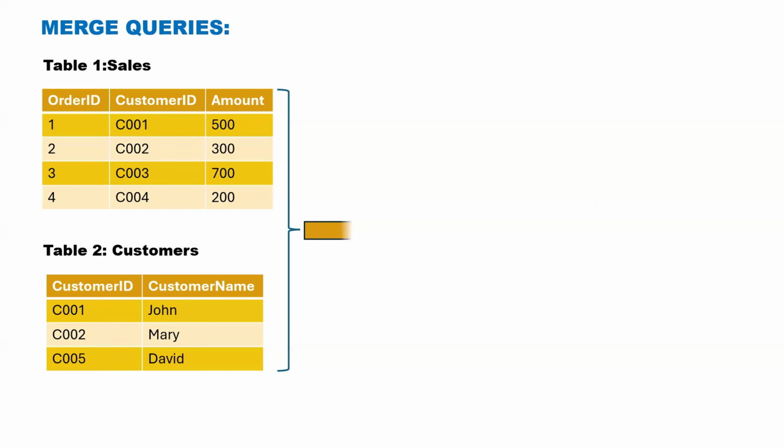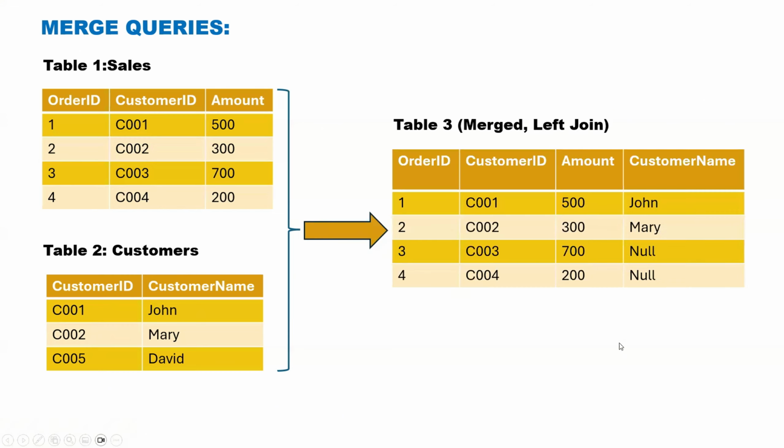Left outer join, default, returns all rows from the first sales table, along with matching customer names from the second customers table. If a match is not found, the customer name column will show null. Right outer join returns all rows from the second customers table, with matching sales information from the first table.